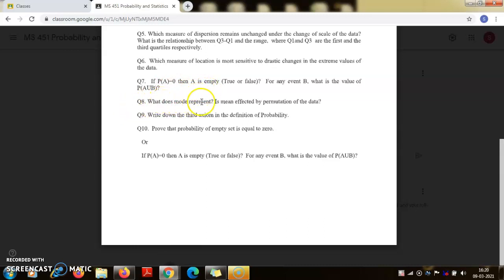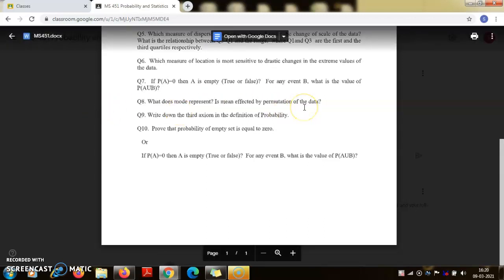So what does mode represent? Mode represents the most frequent value. And is the mean affected by permutation of the data? Permutation means rearrangement. So is the mean affected? Obviously not, because to compute the mean you add all the numbers, and addition is not affected by permutation.